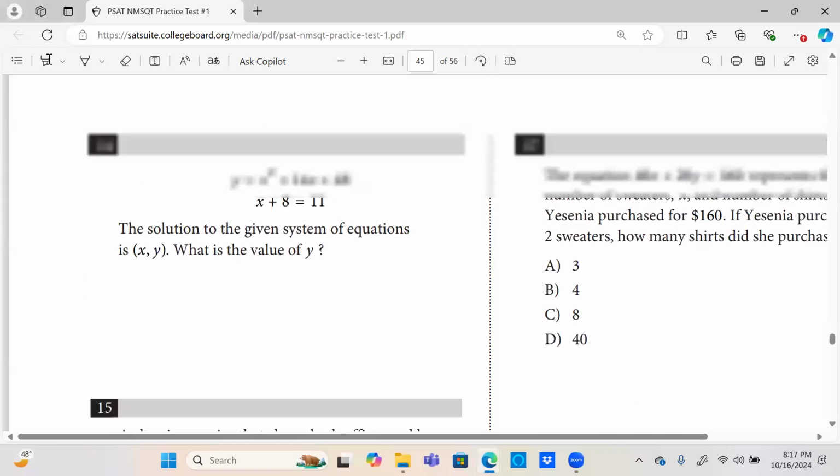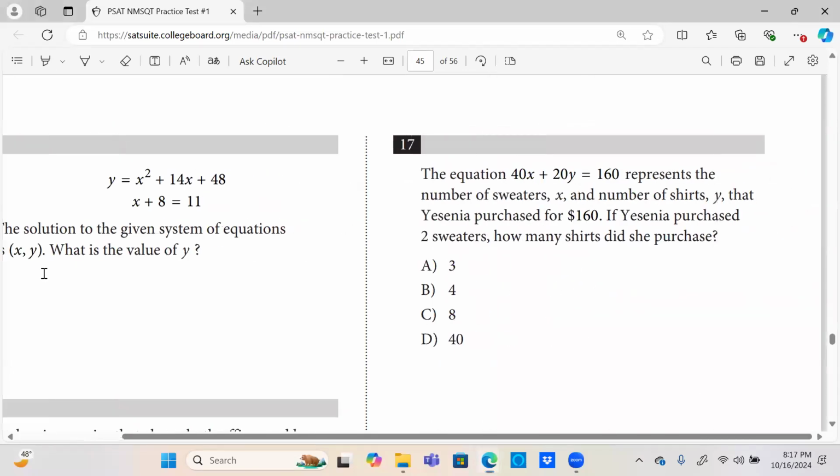17. We have an equation that represents the number of sweaters and number of shirts that Yasnina has purchased for $160. If Yasnina purchased 2 sweaters, how many shirts did she purchase? Okay, so it says X is sweaters and Y is shirts. Okay, so we did 2 sweaters. So put 2 right there.